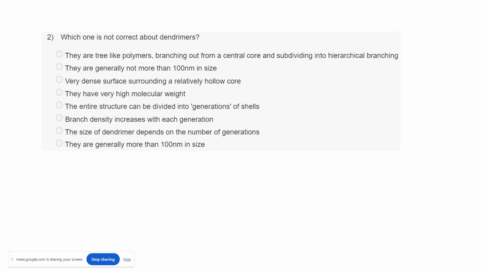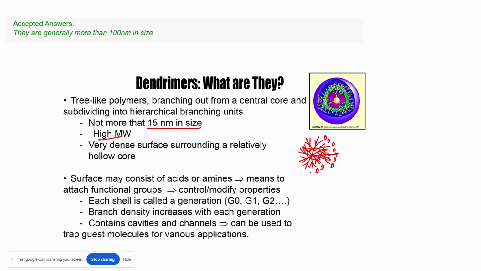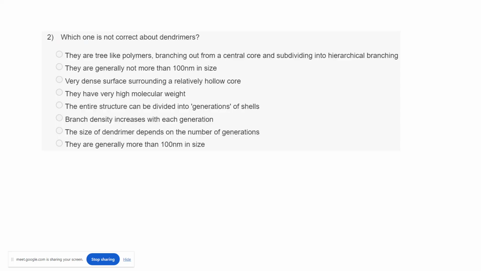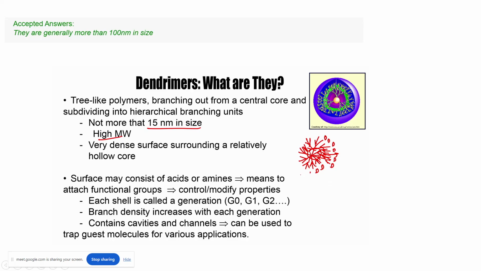Okay, the correct answer would be they are generally more than 100 nanometer in size. Dendrimers are usually very small in size, so saying they are generally not more than 100 nanometer is in fact correct. And the size of dendrimer depends on the number of generations, that is also correct. Dendrimers are branched, tree-like polymers.